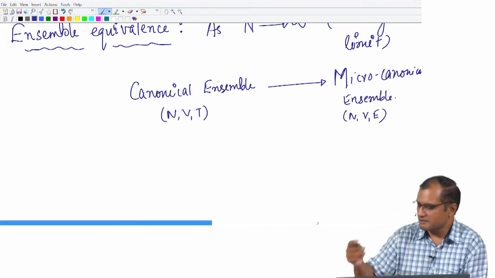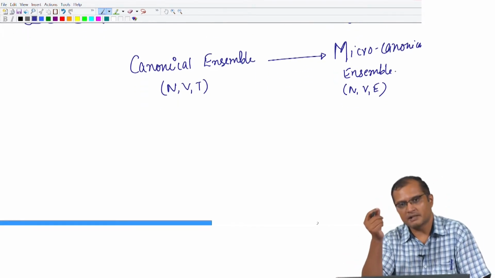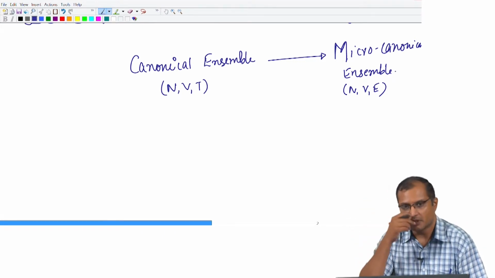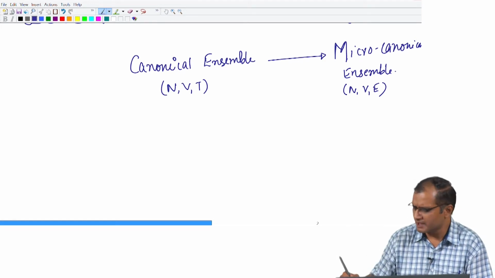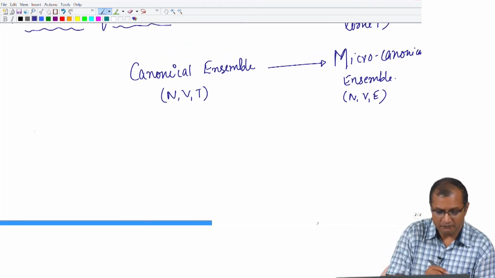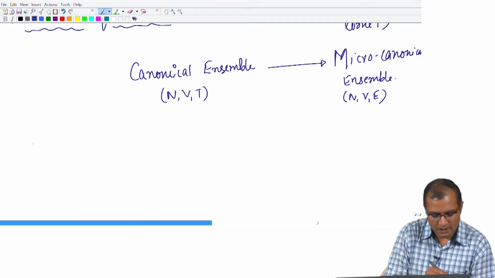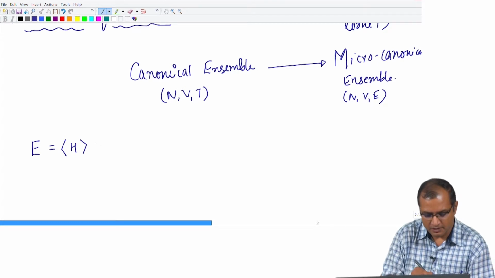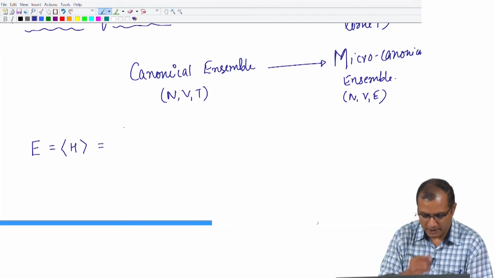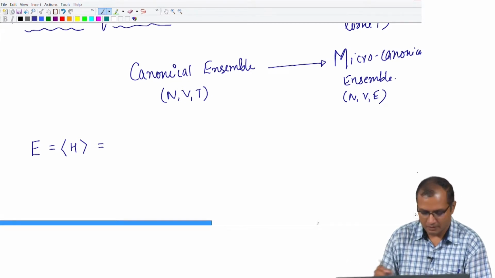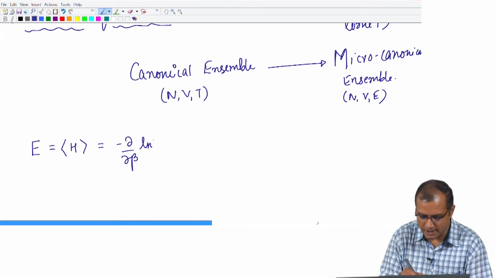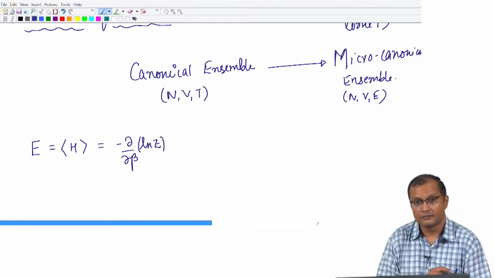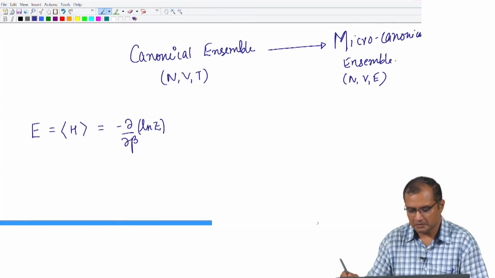Of course, there is a small spread. What I mean to say is that the spread over mean becomes a diminishing number, and this can be proved by simply looking at the fluctuation in the total energy. So, I have already computed E, which is the average of the Hamiltonian, and that was shown to be minus d over d beta of ln xi.